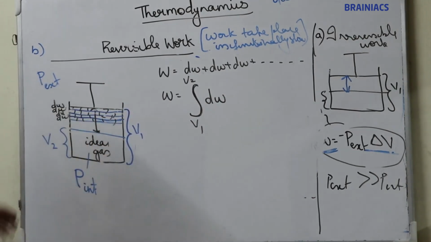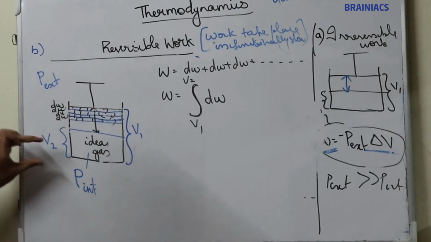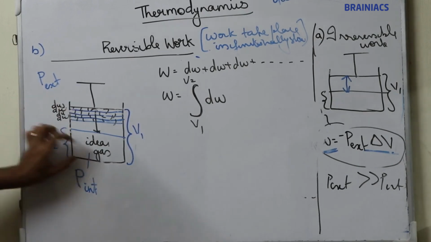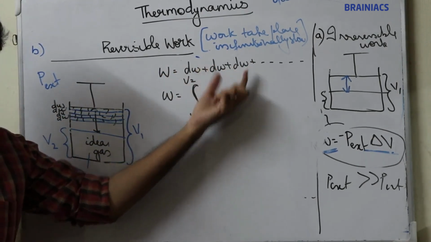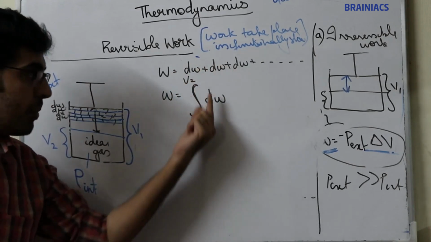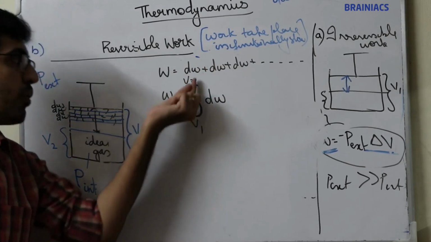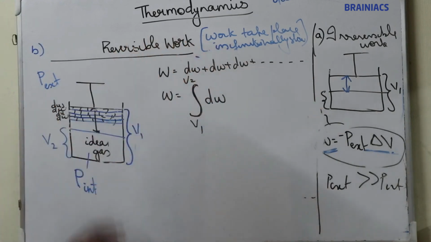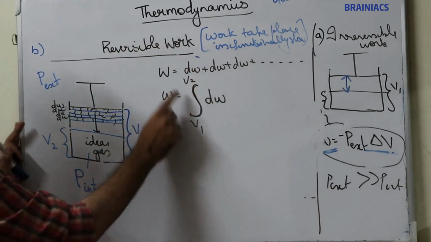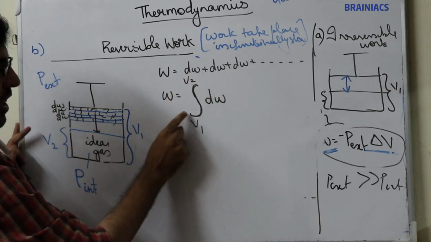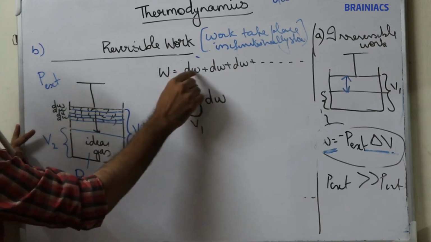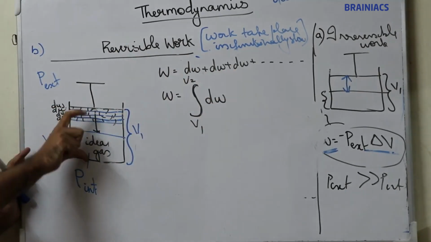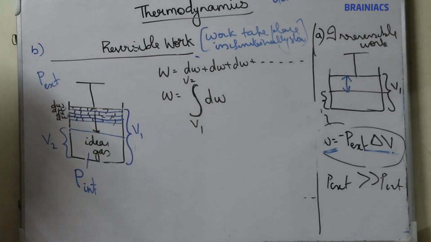We have to add all the dWs between V1 and V2. So, instead of addition, you can use this integration term, integration of dW from V1 to V2. This means we are going to add these values. Instead of addition, I am using integration of dW. We have to integrate dW. That means we have to add dW from where to where? From V1 to V2.